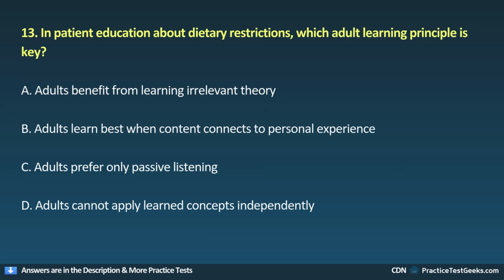13. In patient education about dietary restrictions, which adult learning principle is key? A. Adults benefit from learning irrelevant theory. B. Adults learn best when content connects to personal experience. C. Adults prefer only passive listening. D. Adults cannot apply learned concepts independently.